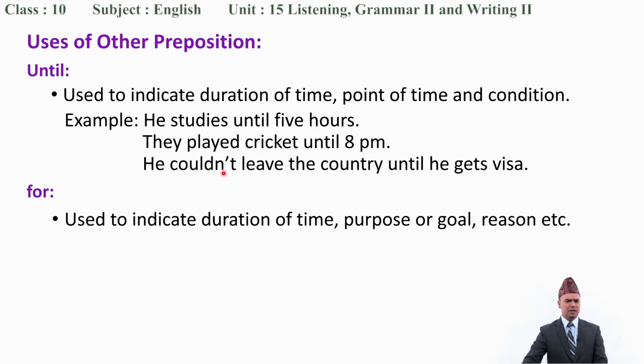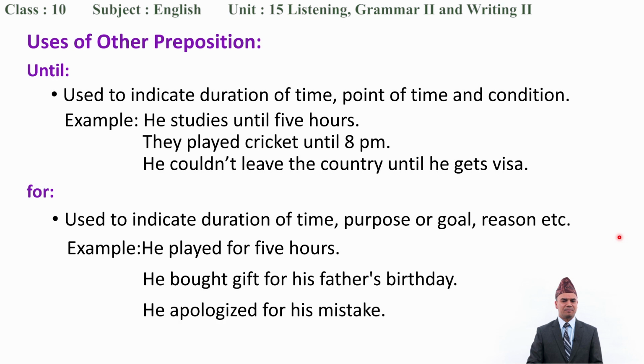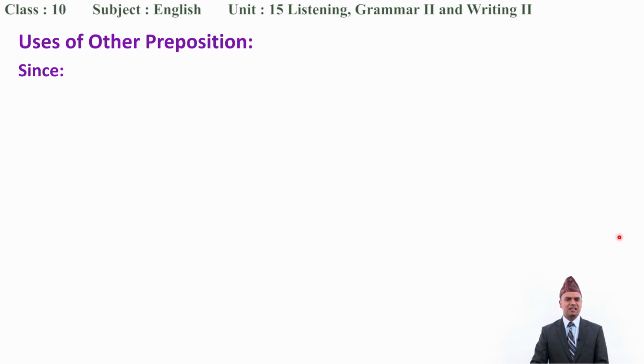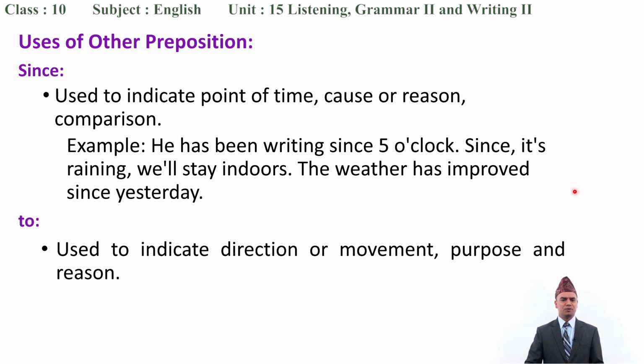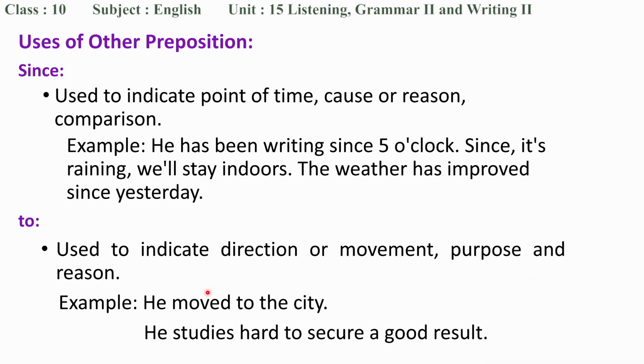And for, in which case are we using for? Duration of time, purpose, goal, reason, etc. You can see the example here. And since. Since is used to indicate point of time, cause or reason. Understand? You can see the example here. To. We use to indicate direction of movement, purpose, and reason. You can see the example here. All right. So there are other prepositions also. Please try to learn the rules by yourself. That will make it easy for you to get a good command over grammar.